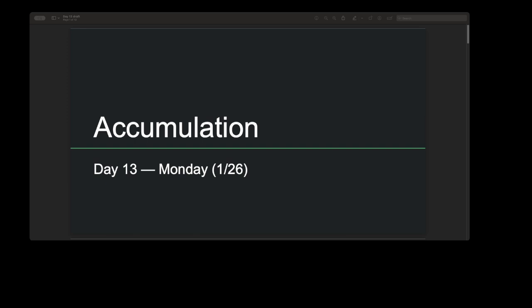Okay, so today's session is gonna be about accumulations, right? Today is day 13, Monday, the 26th of January, and we will be covering distributions. Sorry, oh my god, accumulations. So we've been talking about distributions quite a bit, right? We've talked about them last week.